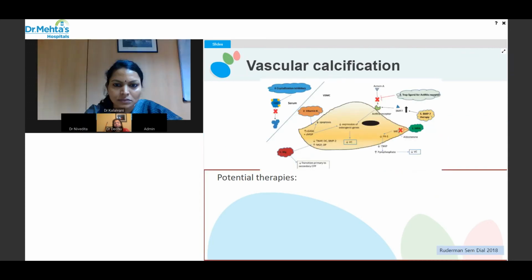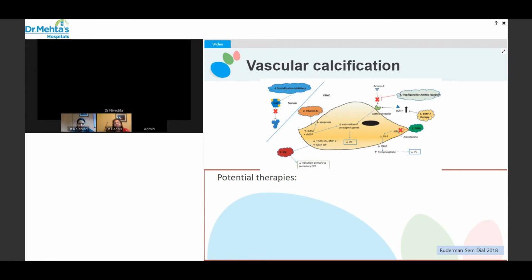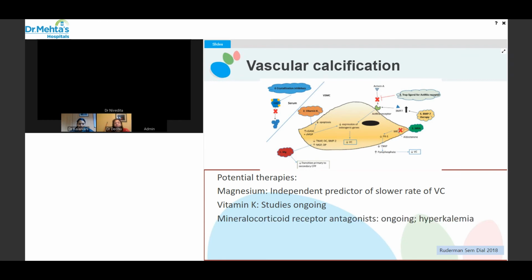Can we prevent vascular calcification by using any therapies? Some of the potential therapies in the pipeline are the role of magnesium, which we've already discussed. Vitamin K studies are ongoing because it's required for the carboxylation of inhibitors of vascular calcification. Mineralocorticoid receptor antagonists, but the obvious side effect, of course, is hyperkalemia. Crystallization inhibitors, which prevent calcification of the vessels, and ligand traps for activin and bone morphogenetic proteins.